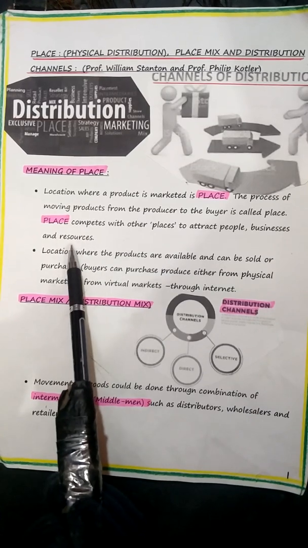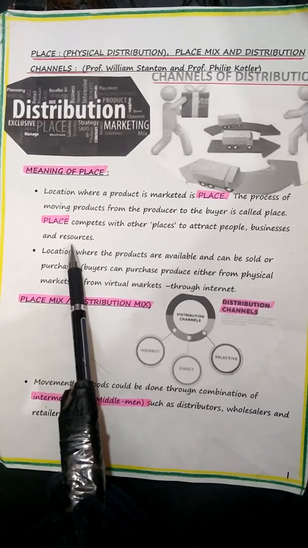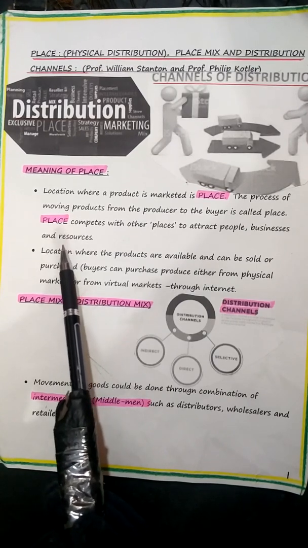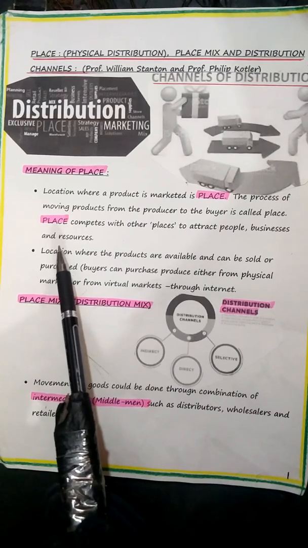One more point you can add here. Place can be physical or virtual. During a crisis like the pandemic, virtual markets are also very important. Through the internet, online, people purchase things just staying at home.